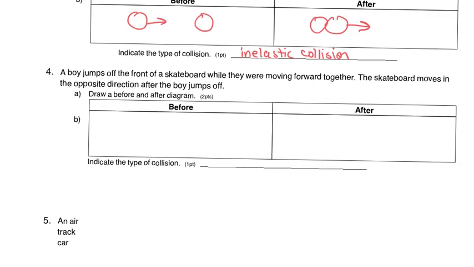A boy jumps off the front of a skateboard while they were moving forward together. So you can draw them stacked like this. They're together. The boy would be 1, the skateboard would be 2. The skateboard moves in the opposite direction after the boy jumps off. So you could say that he's going this way and the skateboard's going that way, or you could reverse it. It doesn't matter. The important thing is that they're together at the beginning and apart at the end. So technically that is an explosion.